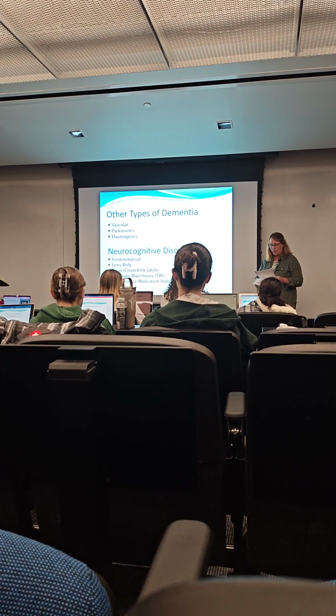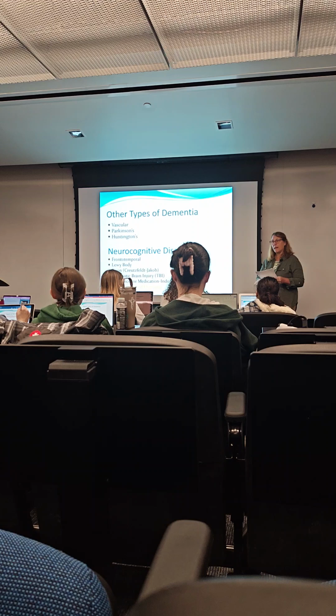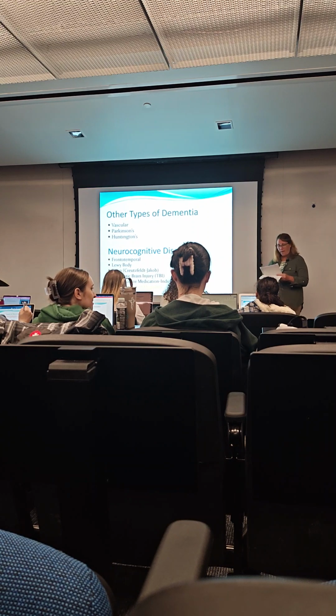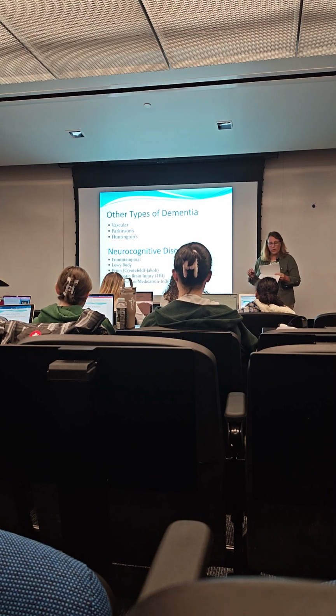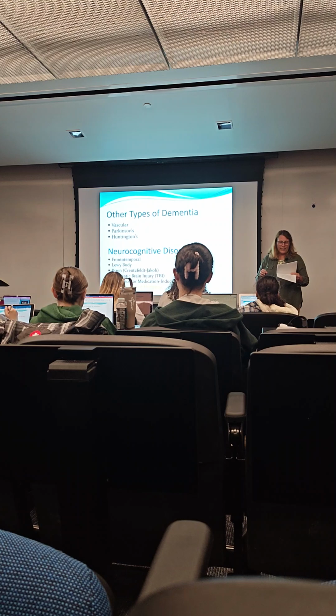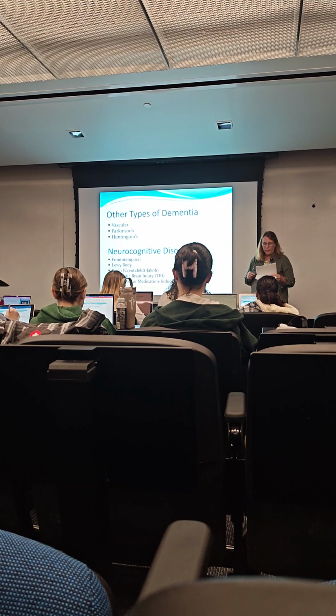Amyloid beta, is that what they do as a test to see if there's dementia? Yes. And then Huntington's is progressive. It's an autosomal dominant disorder, and we see choreiform, irregular, involuntary movements, and cognitive deficits.